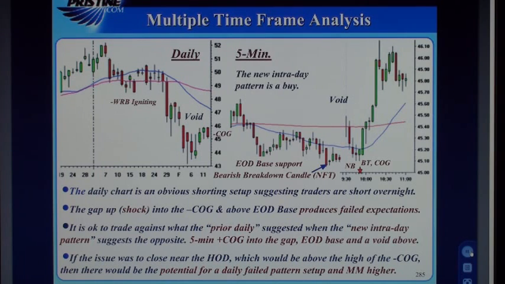And so if the issue was to close at the high of the day, where it was trading right now at around 45.80 to 46.00, it would be above the high of the bearish changing of the guard on the daily. And then there'd be the potential for a failed daily pattern as well, and a move higher into that price void.